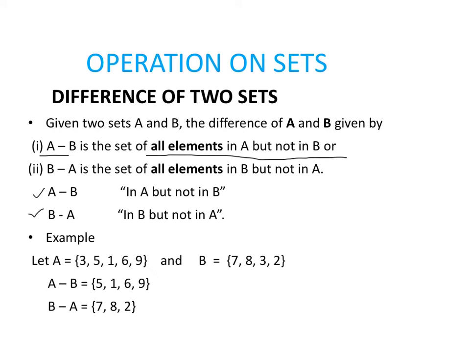Example, let A be equal to 3, 5, 1, 6, 9, and B to be 7, 8, 3, 2. A minus B is equal to 5, 1, 6, 9. That is, 5, 1, 6, 9 are in A, but are not in B. B minus A, elements in B, not in A, we have 7, 8, 2. 7, 8, 2 are in B, but they are not in A.